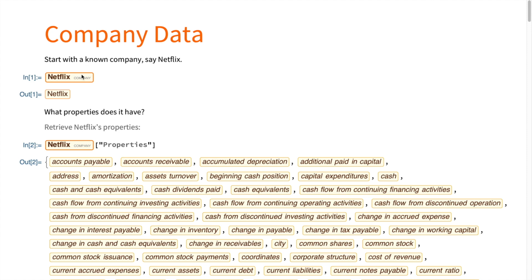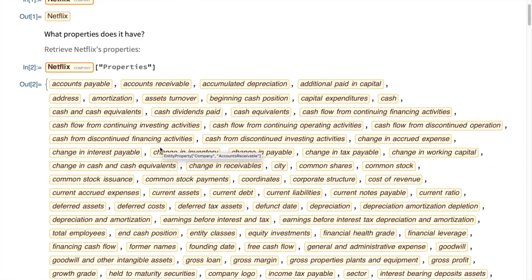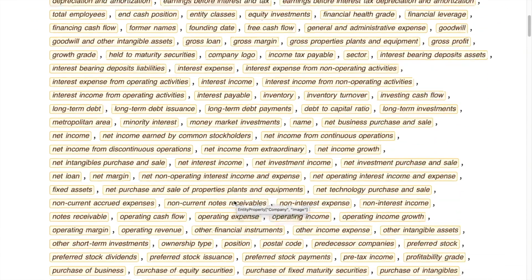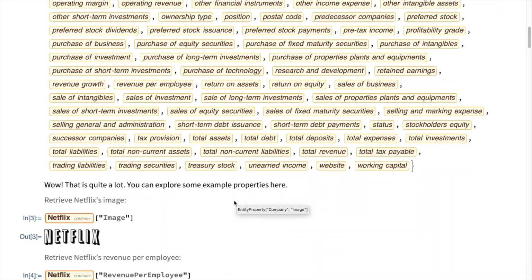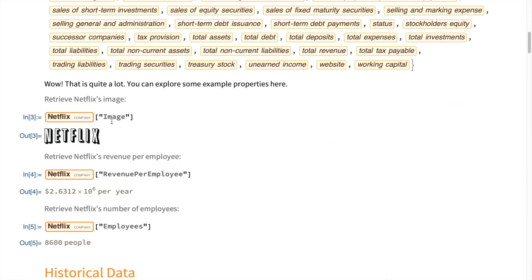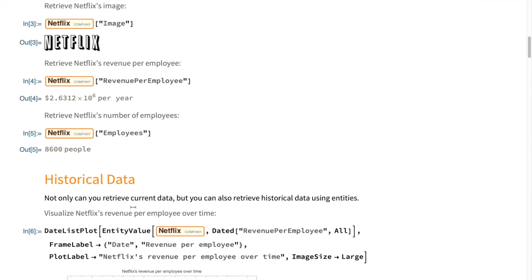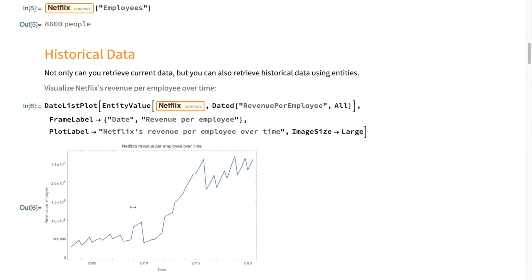Starting with a known company, say Netflix, we can take a look at its properties. There's almost 200 properties here. Let's explore some. We can get the image, the revenue per employee, the number of employees, and many other properties. Not only can we get current data, but also historical data.